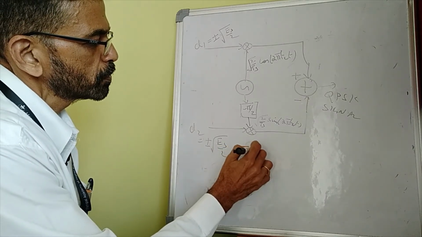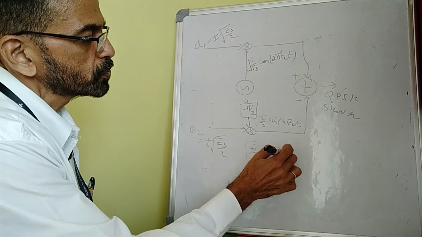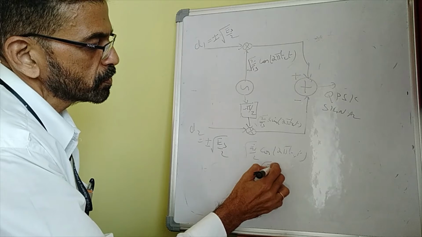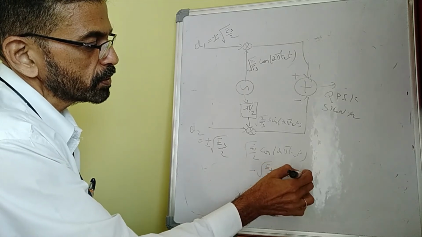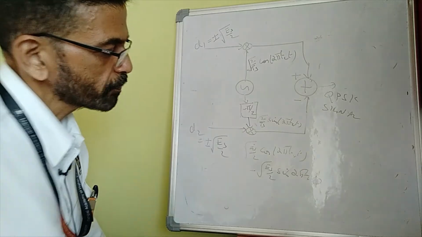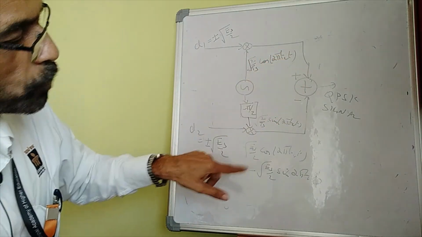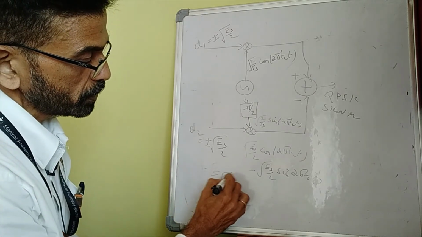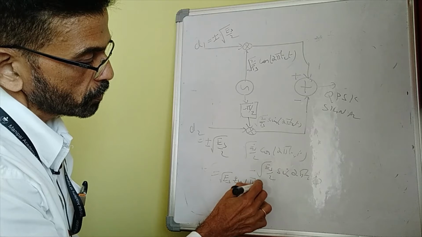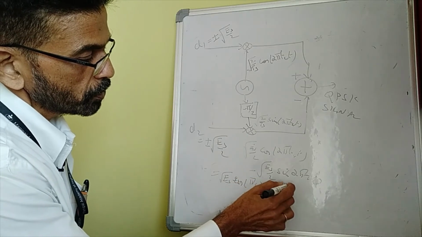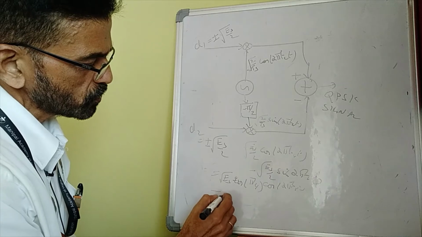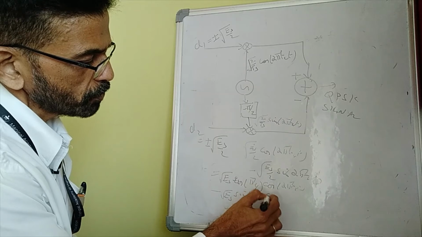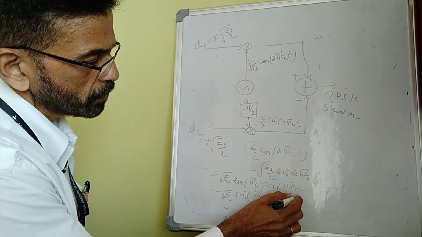So you will have root Es by 2 cos 2 pi fct here, and minus root Es by 2 sine 2 pi fct here, and the two get added and you get the QPSK signal like this, which will be, as you know, root Es cos pi by 4 cos 2 pi fct minus root Es sin pi by 4 sin 2 pi fct.